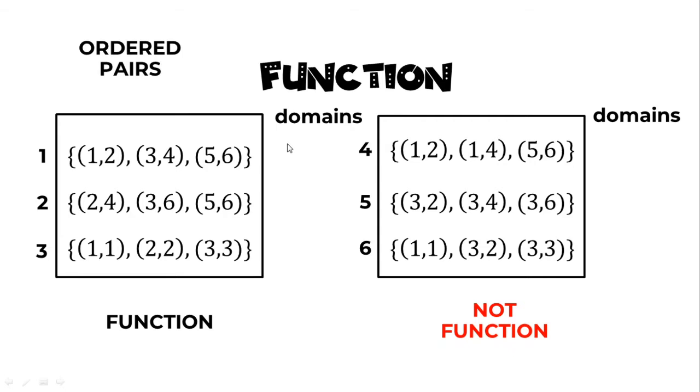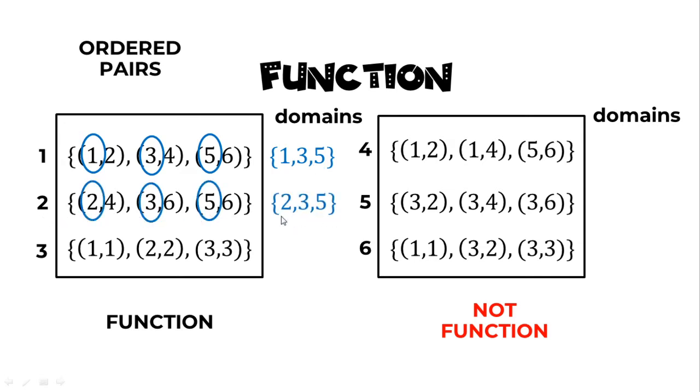Titingnan lang natin ang mga domains nila. Dito sa number 1, ang domain ay 1, 3, and 5. Walang naulit. Dito naman sa number 2, 2, 3, 5. Wala ring naulit na number. Dito naman sa pangatlo, 1, 2, 3. Wala rin na ulit.